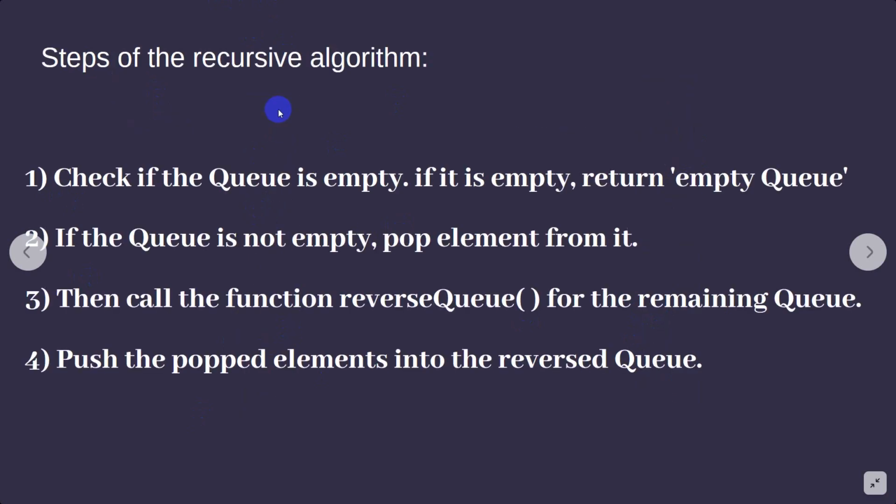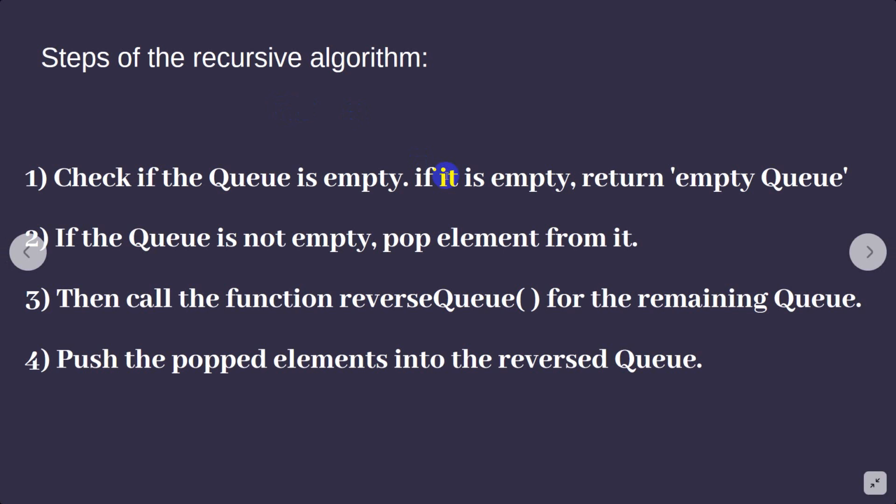So there are a few steps in this recursive algorithm. So let's check what those are. The first step is to check if the queue is empty. So by using the isEmpty function, we will check if it is empty. And if it is empty, we're going to print empty queue and there is nothing to be reversed.